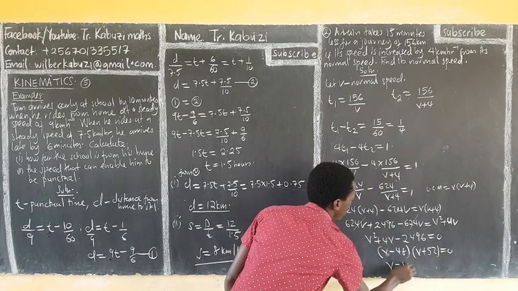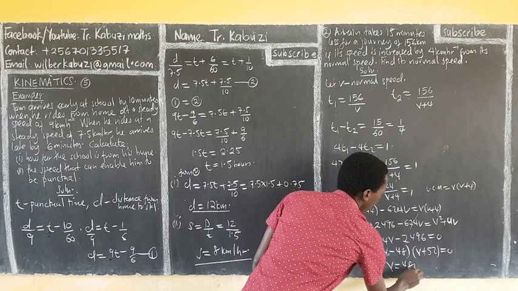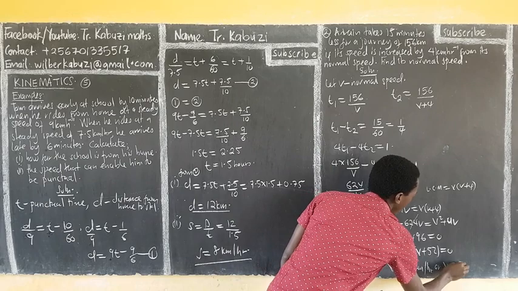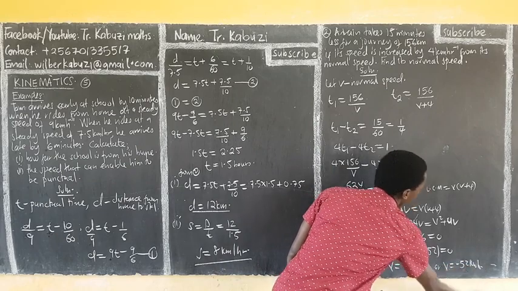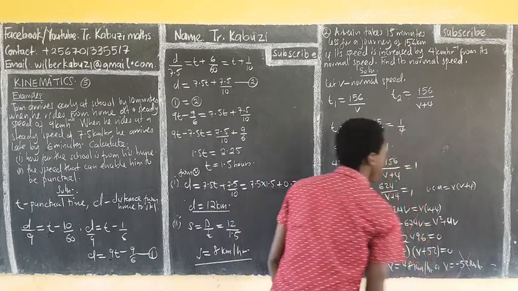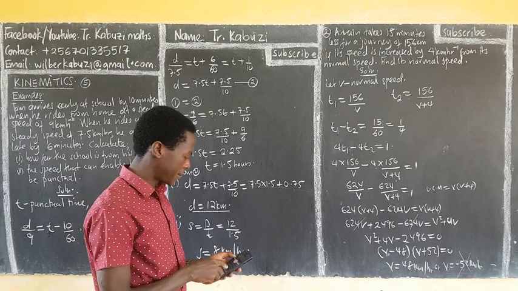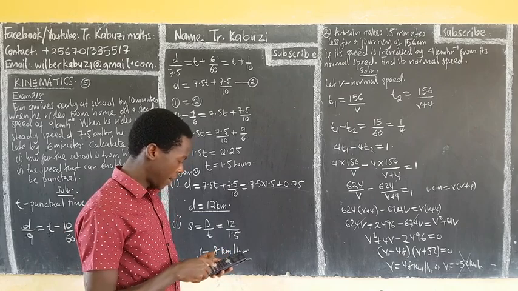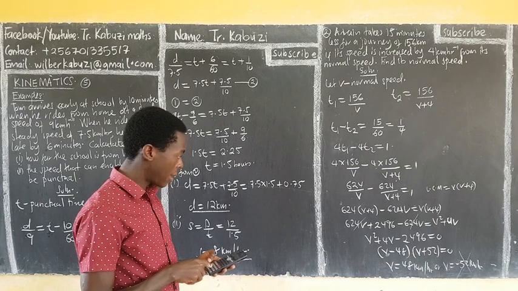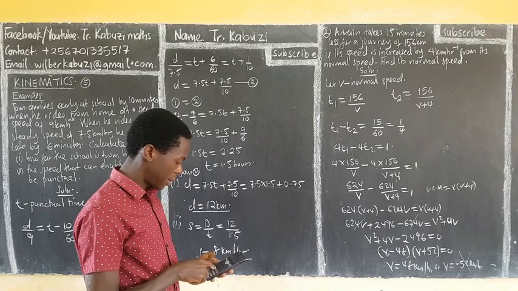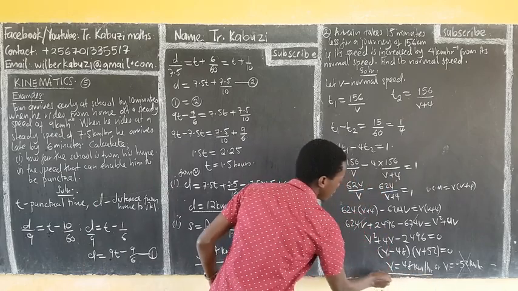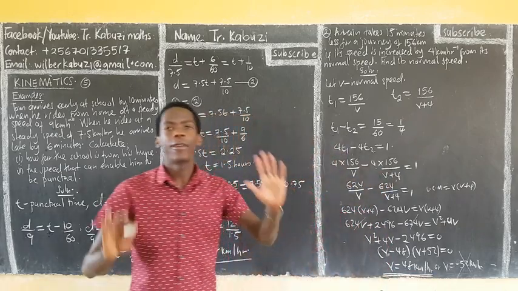So our V is 48 kilometers per hour, or V is negative 52 kilometers per hour. But our velocity can't be negative, so this one is really out. So that's it, members. Unless you have a question, this is going to be our first. I wish you the best.